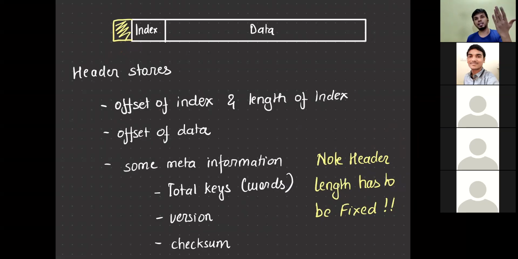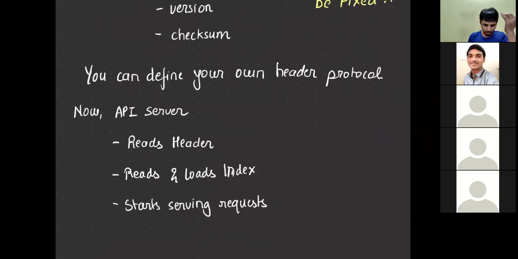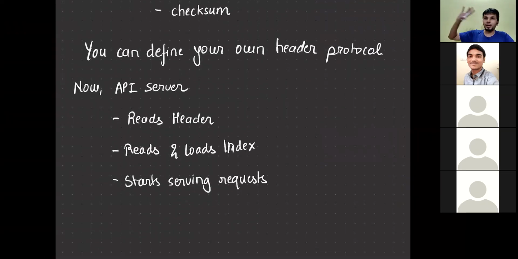So when your application server now boots up, from this one file on S3, instead of having two files, we're just having one file. From this one file on S3, it would first read the header. From the header, it would get the information that from this offset to this offset is my index. So it would read that same offset as part of the index, load it in memory, and start serving the requests.